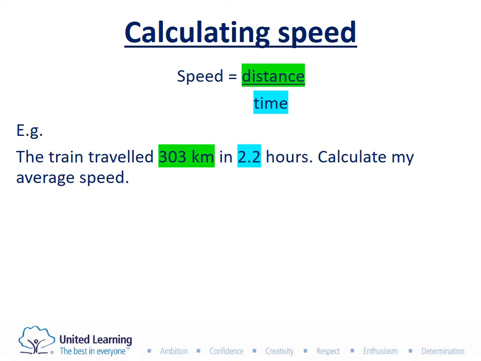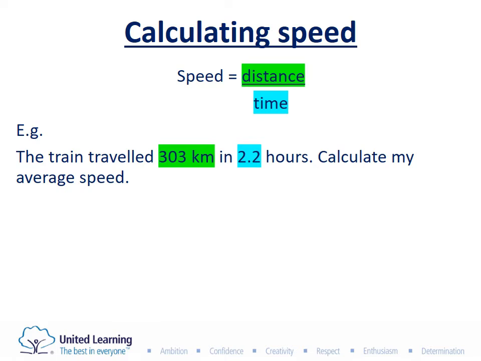On this example, the train travelled 303 kilometres in 2.2 hours. Calculate my average speed. Now, notice how on this one we've not got meters, we've got kilometres. And you'll know that 1 kilometre is 1,000 metres. We haven't got seconds, we've got hours. Now, this is an example of where normally in physics we'd always go for metres per second. And so you'd have to convert.